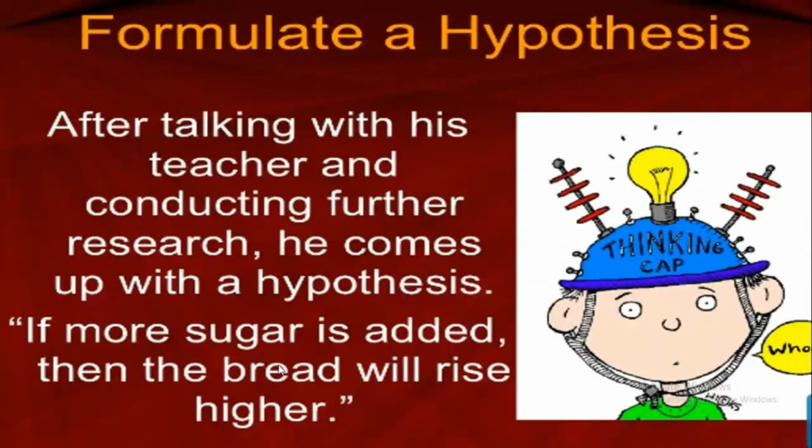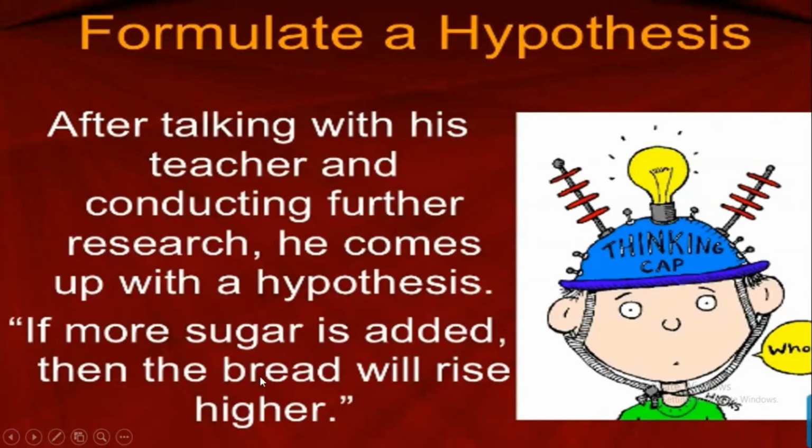Next is formulating a hypothesis. We have already discussed what a hypothesis is. A hypothesis is a tentative statement. After talking with his teacher and conducting further research, he comes up with a hypothesis: if more sugar is added, then the bread will rise higher. So basically, here are the independent variable and the dependent variable.